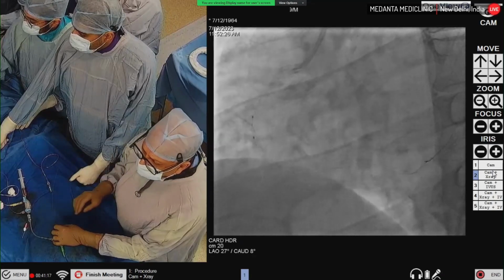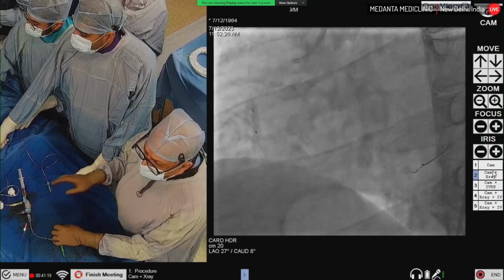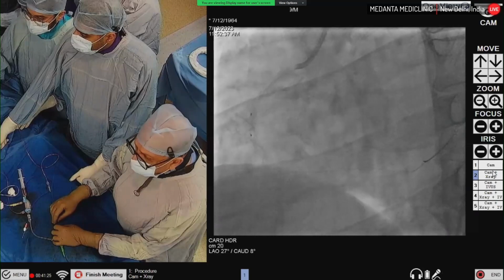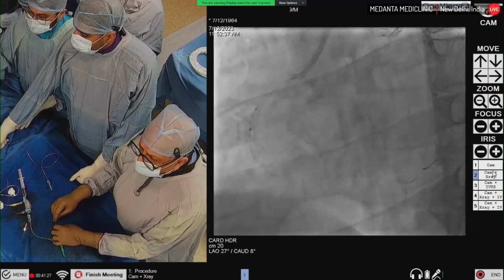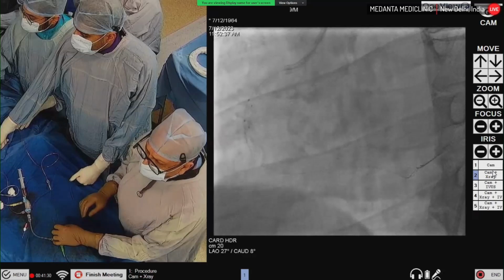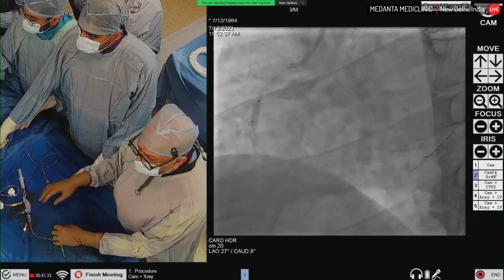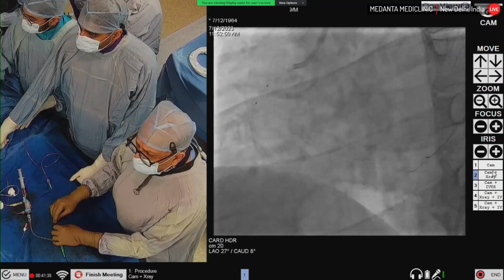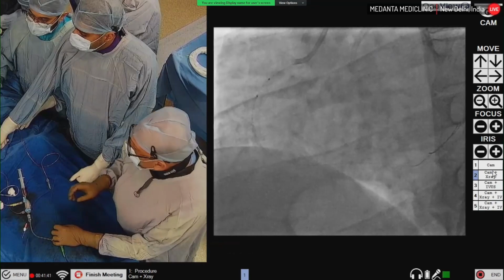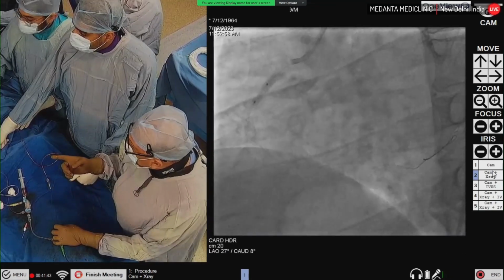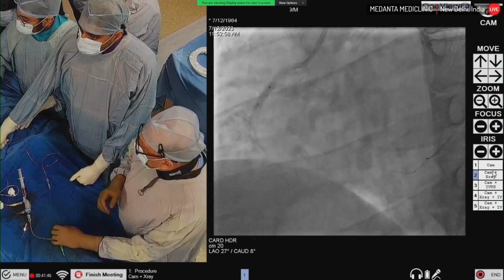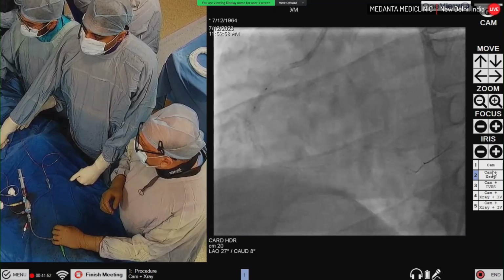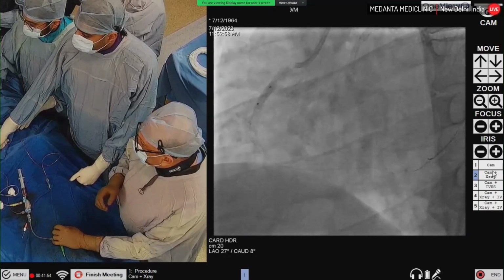Go up 2, 4, 6, 8, 10, 12, 14. Okay, deflate. So okay, 14, 14, 16, deflate. So we are going gradually inch by inch. Okay, yeah, 16. You can see that this place we need some better dilatation. 16, 18. Yeah, the dilatation looks quite okay. 20. Okay, deflate.